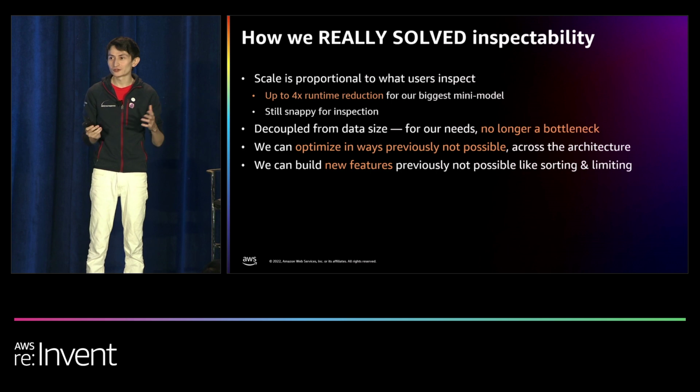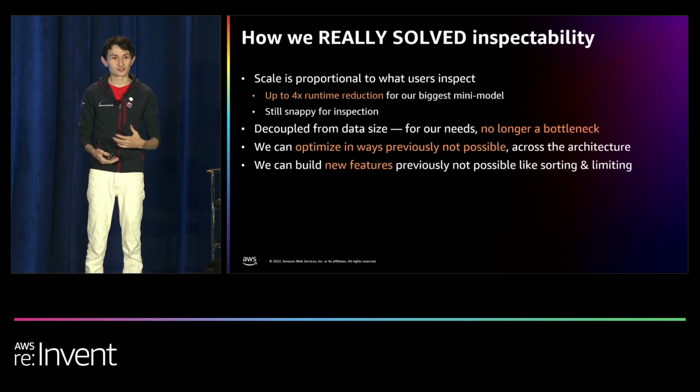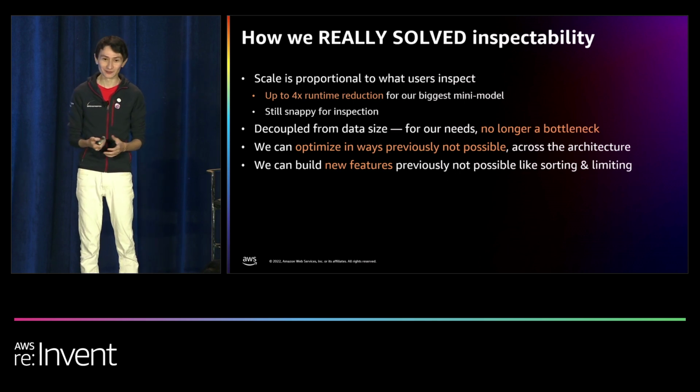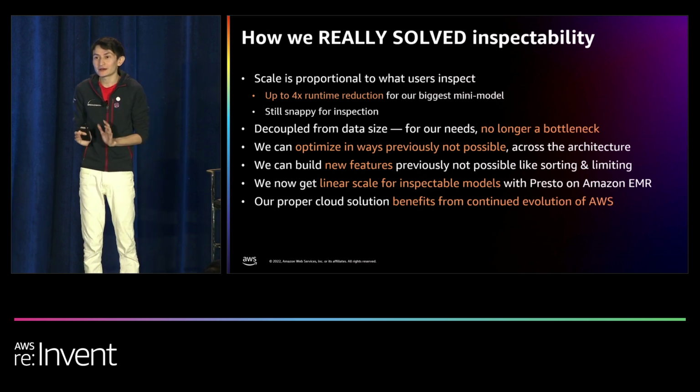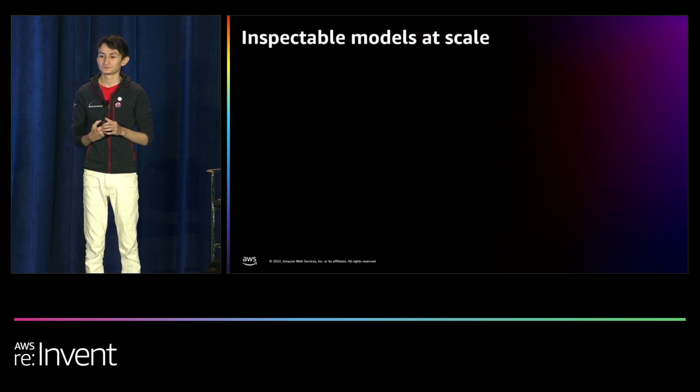And there are a bunch of new features that, if you actually have SQL backing the thing, like sorting and limiting, it's basically one line in SQL. So that's super easy to actually add that feature. We have linear scale for inspectable models using Presto on EMR. This also gave us a benefit of forgetting about the scale problem. It's Amazon's responsibility, essentially. So we can just scale up our Presto cluster as we need to meet more demand. And any new features they have, we can just take advantage of.